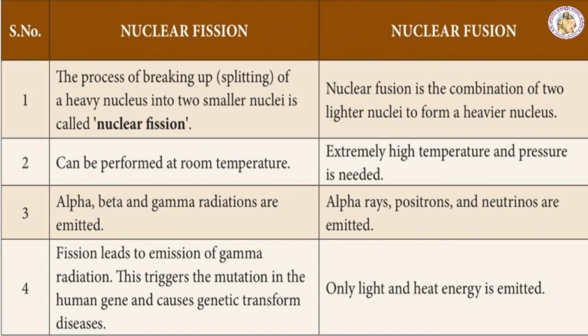In nuclear fission, alpha, beta and gamma radiations are emitted. In nuclear fusion, alpha rays, positrons and neutrinos are emitted. Fission leads to emission of gamma radiation. This triggers mutation in the human gene and causes genetic diseases. In fusion, only light and heat energy is emitted.